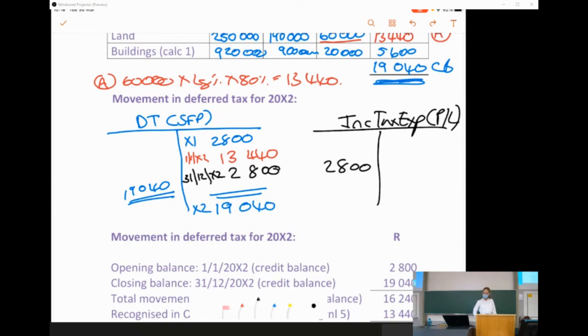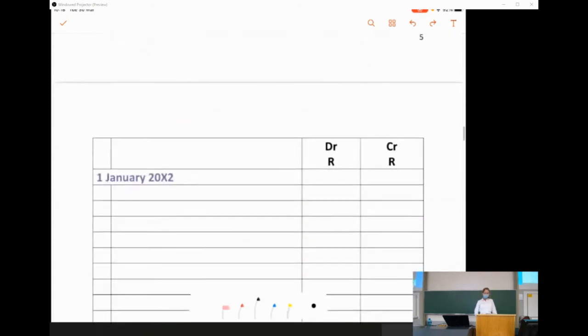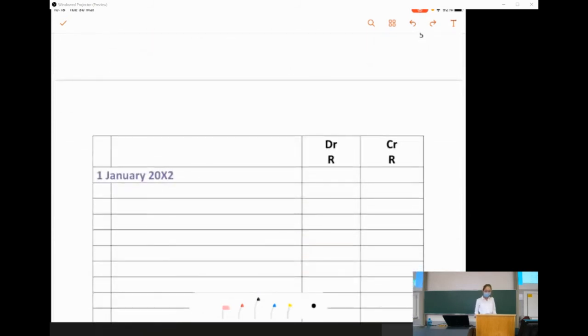Okay, so it's the only journals, okay, I've shown you the revaluation journal already on the 1st of Jan X2.